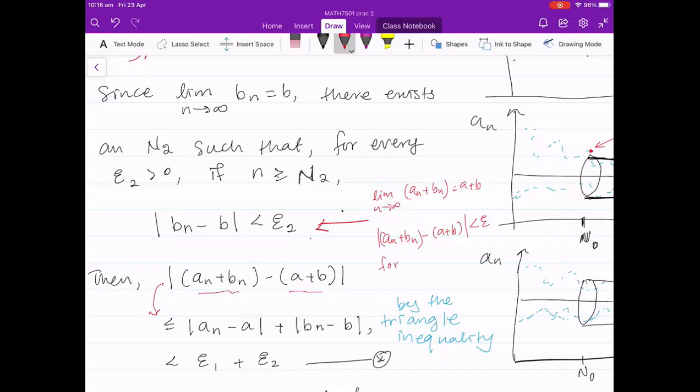for all n bigger than or equal to some n. Okay. How do we choose that? How do we choose this epsilon and how do we choose this n? Anyone?